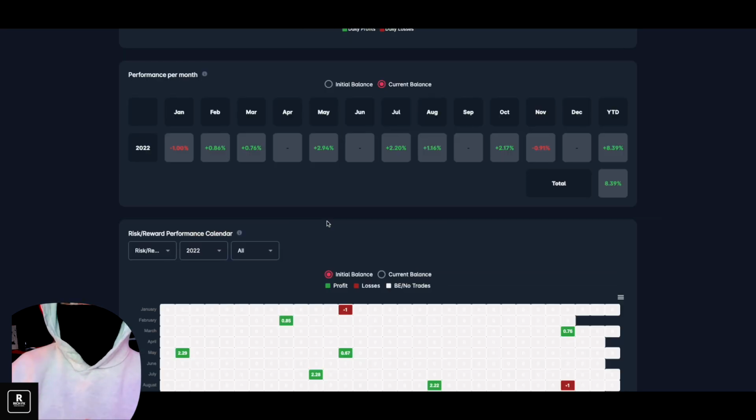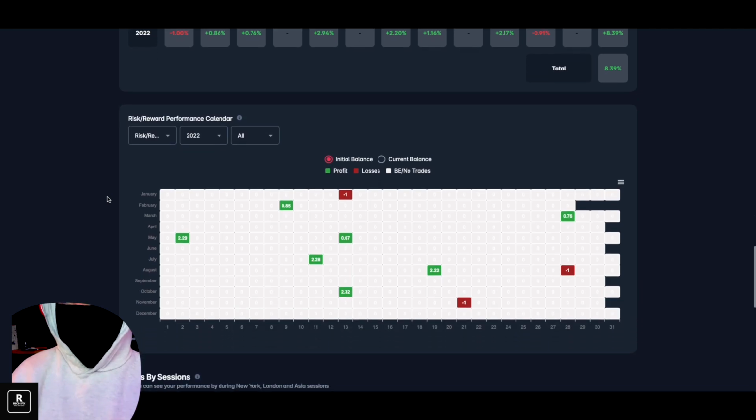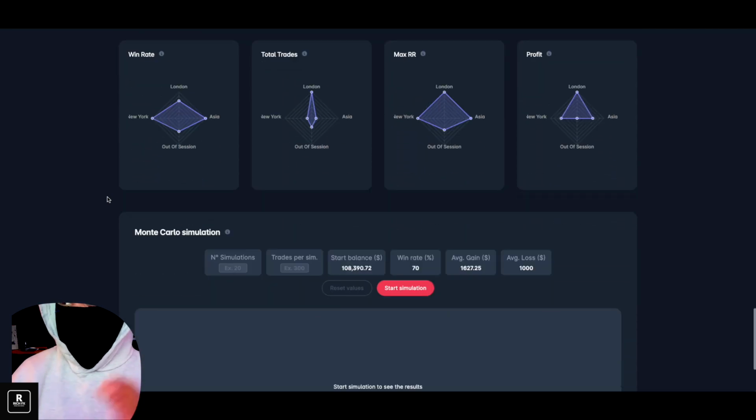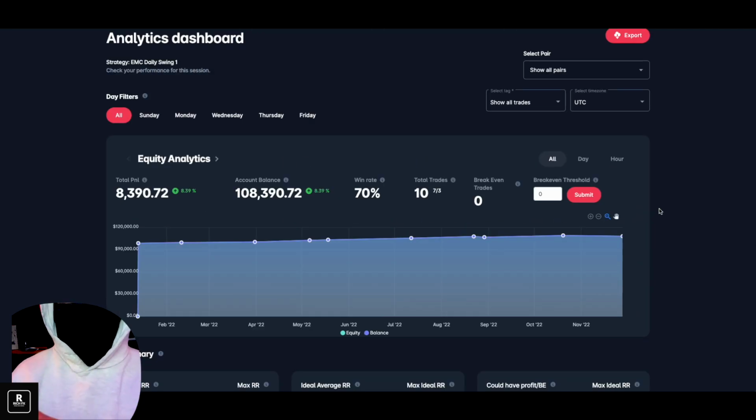This strategy doesn't just belong to one pair. You can do this on commodities, you can do this on Forex, obviously, you can do this on indices, you can do this on crypto, you can do this on anything. So if you've got a portfolio of about 50, 80 pairs, times this performance by however much you have, and you will see that it is a very good high win rate and high return strategy, right? And that is literally it. That is how to get funded using the EMC daily swing strategy.